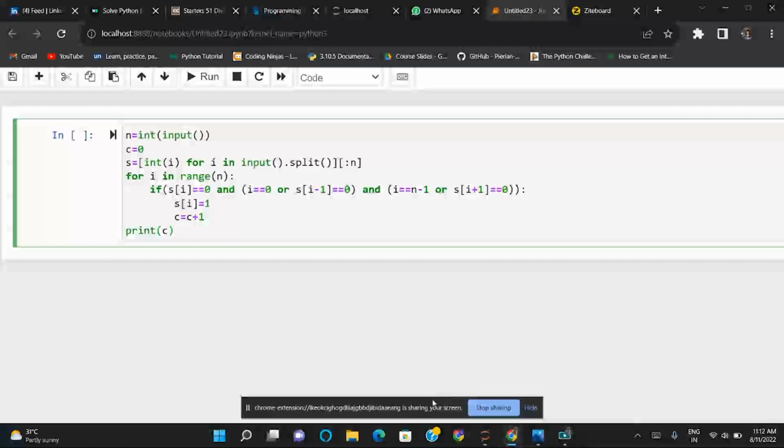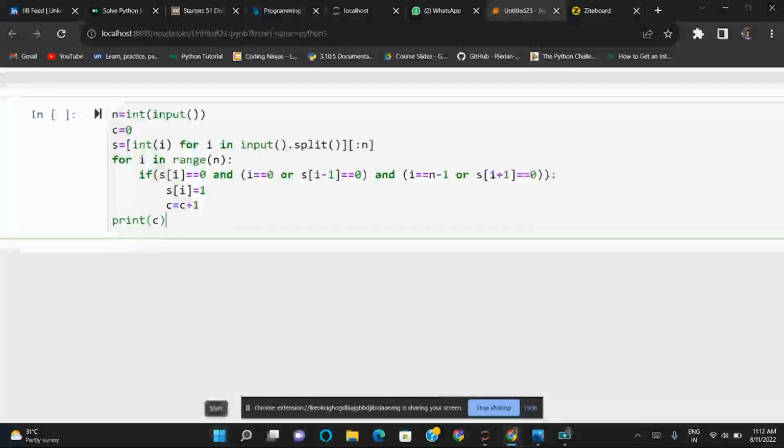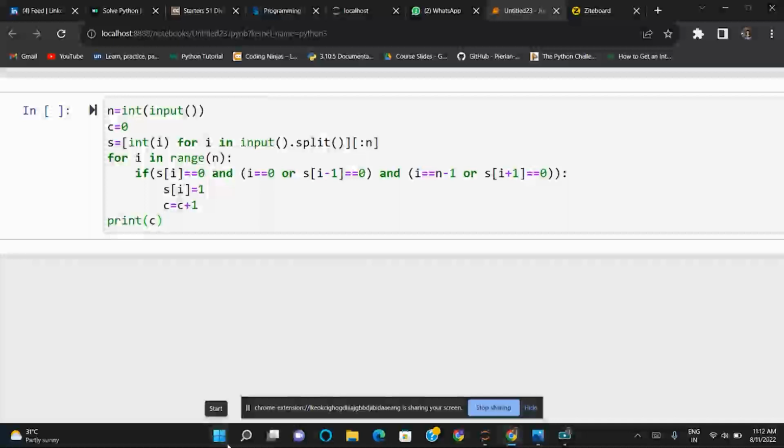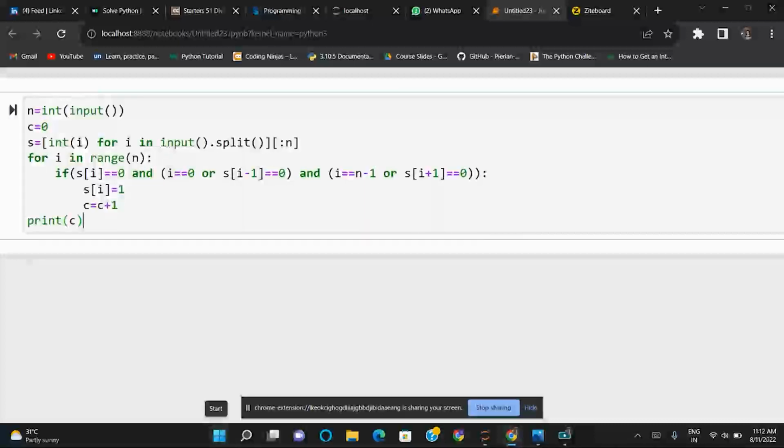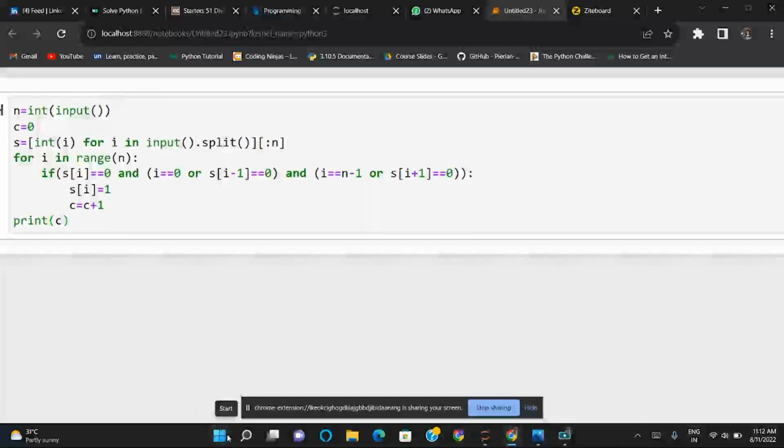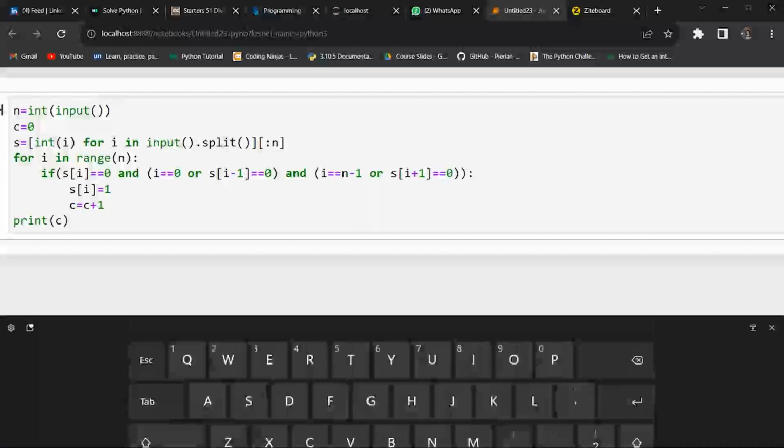Next, the condition is here. If S of I is equal to 0, that is, you're checking if the chair is empty or not. And then I is equal to 0, that is, if it is the first chair, then no need to check the left side condition. And there are two conditions, as I already said before. You have to check the left side and also the right side chair availability. So these are the conditions. S of I minus 1 is equal to 0, that is the left side, and S of I plus 1 is equal to 0, that is the right side chair.